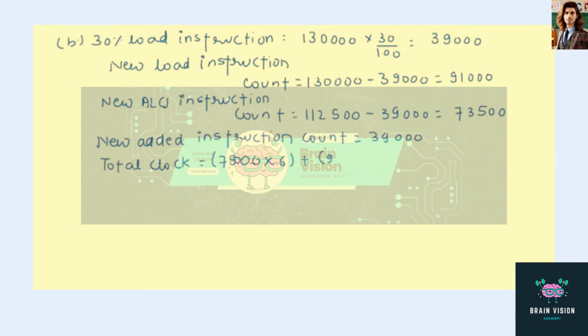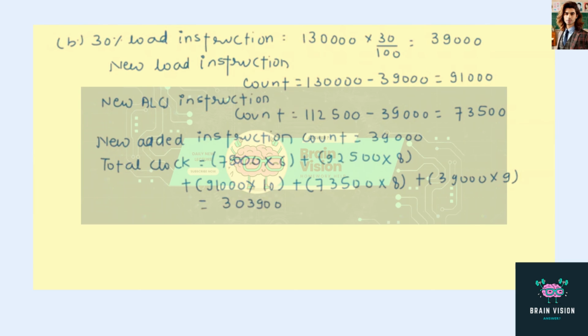92,500 multiplied with 8 plus 91,000 multiplied with 10 plus 73,500 multiplied with 8, and then we have 39,000 multiplied with 9. Adding all of them, we get 30 lakh 39,000 clocks. So this is the total number of clocks. So the number of clocks has decreased, so I will say that yes, it will speed up.